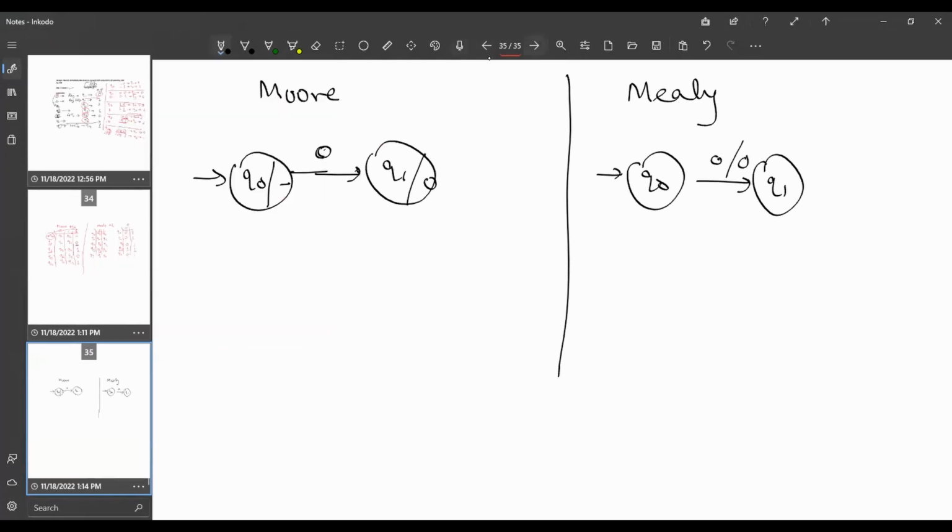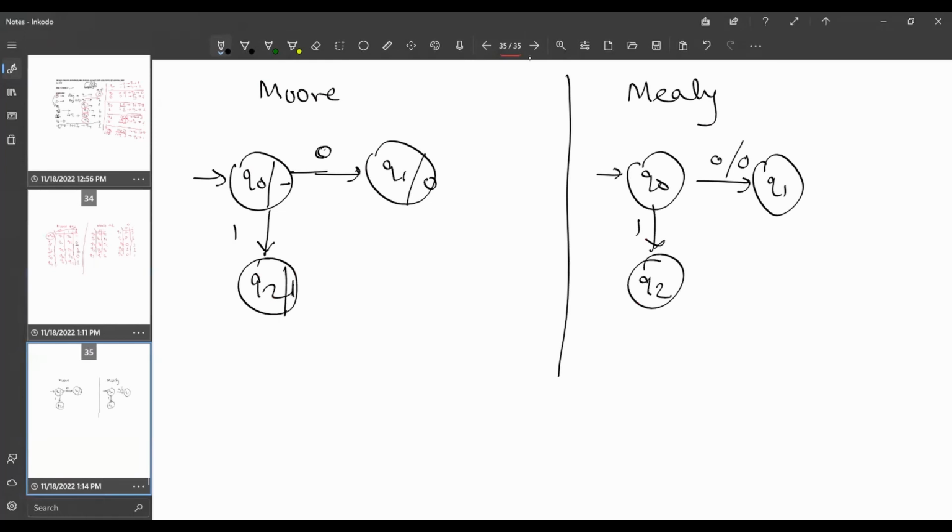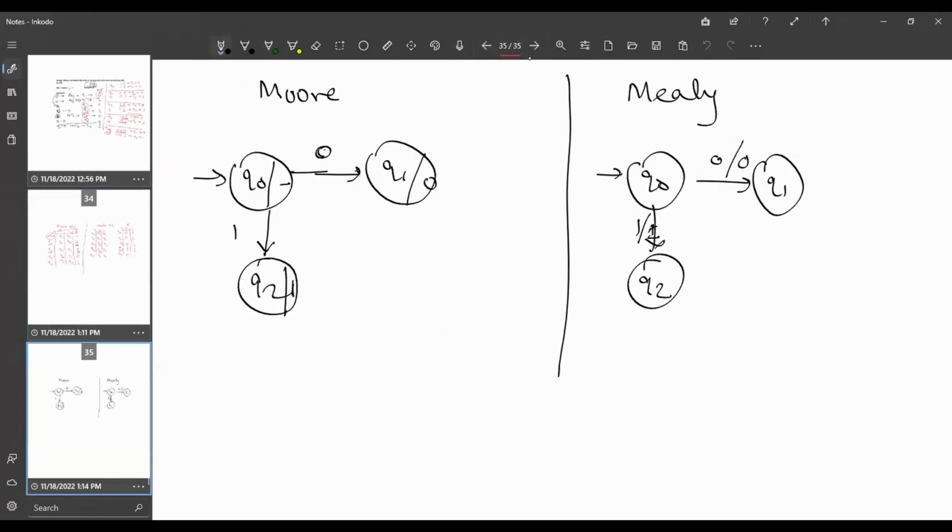Now Q0 on 1, it is going to Q2. Now what is the output of Q2 that we have to write? Output of Q2 is 1. So we have to write it within the state in the Moore machine and on the transition in the Mealy machine. So here it is 1. Now Q1 on 0, it is going to Q1 and on 1, it is going to Q2.